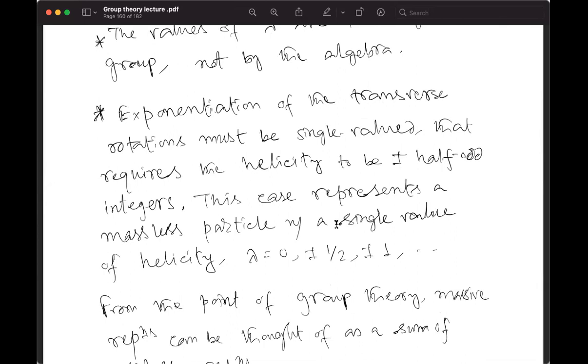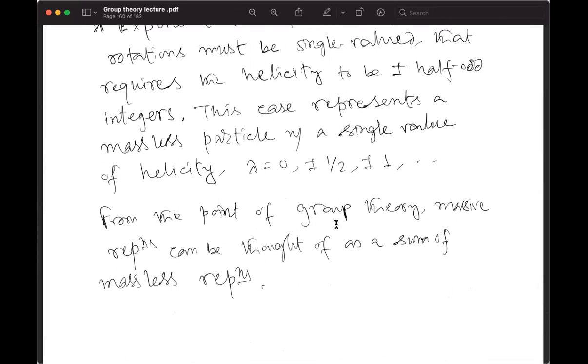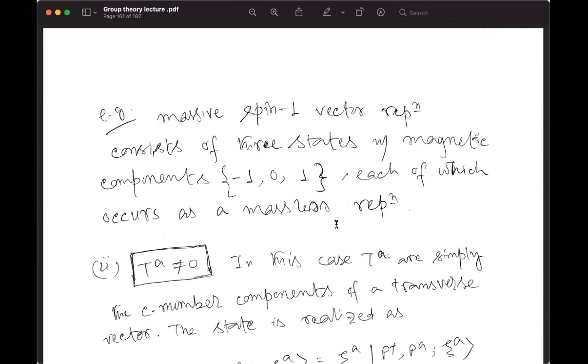For example, 0, plus minus half, plus minus 1, and so on. Now from the point of view of group theory, these massive representations can be thought of as a sum of massless equivalents. That's a very interesting feature. For example, if you think of a spin 1 representation, it has these 3 states of magnetic components, minus 1, 0, 1, each of which occurs as a massless equivalent.